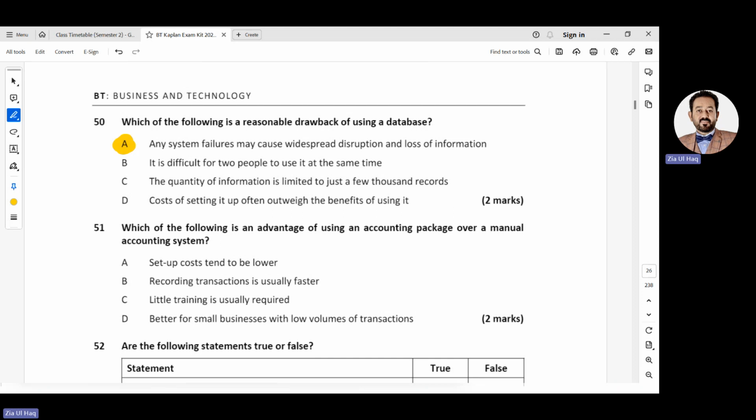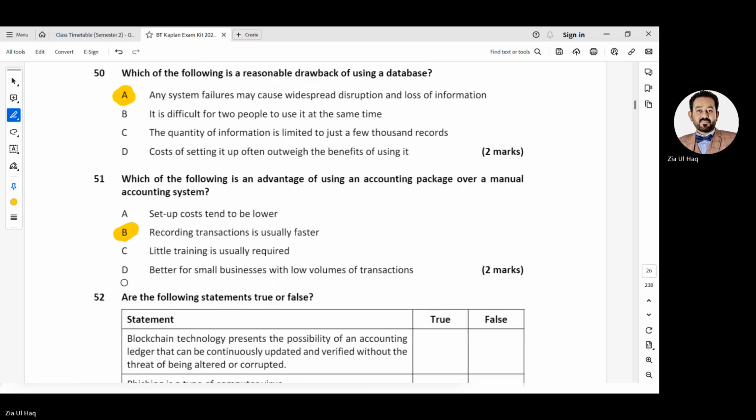51. Which of the following is an advantage of using an accounting package over a manual accounting system? Setup costs tend to be lower? No, will be higher. Recording transaction is usually faster. Yes. What are the others? Detailed training is usually required. Better for small business with low volume of transactions. No, there is low volume. You can manage manual. So B is the correct option.